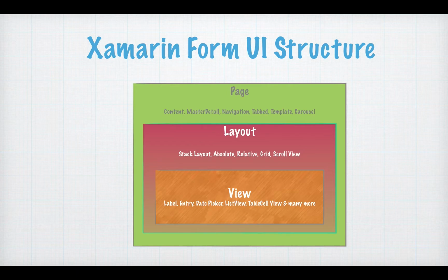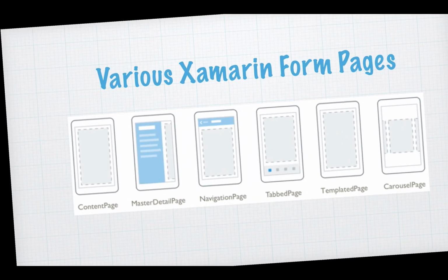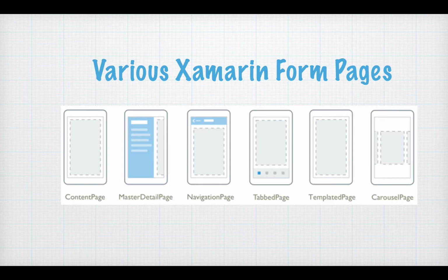Views are things like a label, entry, date picker, all of those building blocks which make up the visual area on the screen. There are different kinds of Forms pages based upon the type of application you are building and the type of data you are collecting from the user or displaying. We have a content page, master detail, navigation, tabbed, and other pages. If you are not familiar with these pages, please watch the previous videos. You will get all of the detail about them.